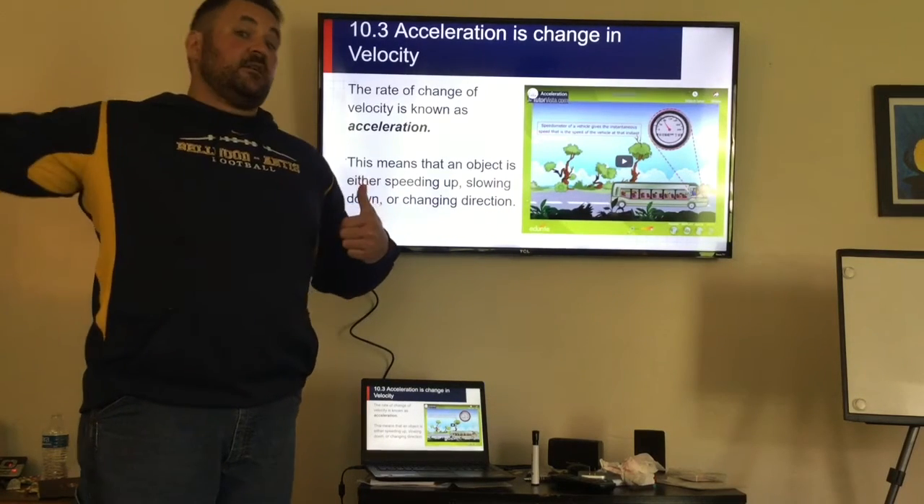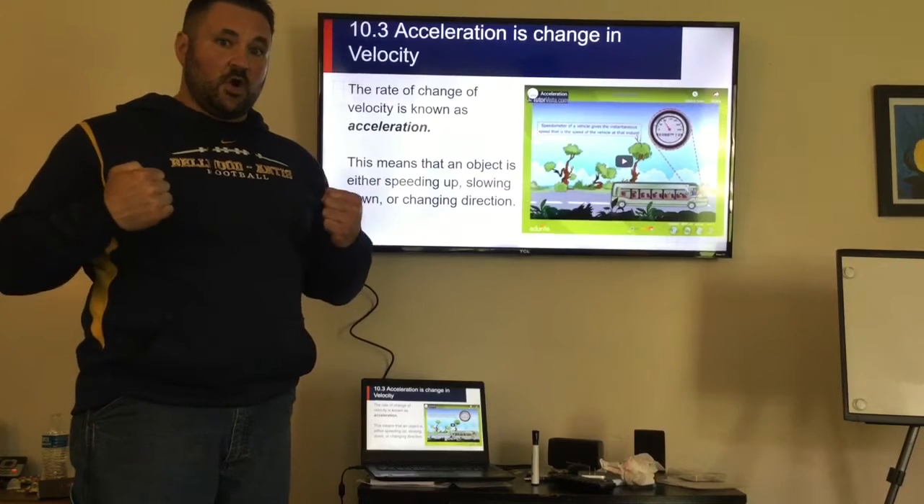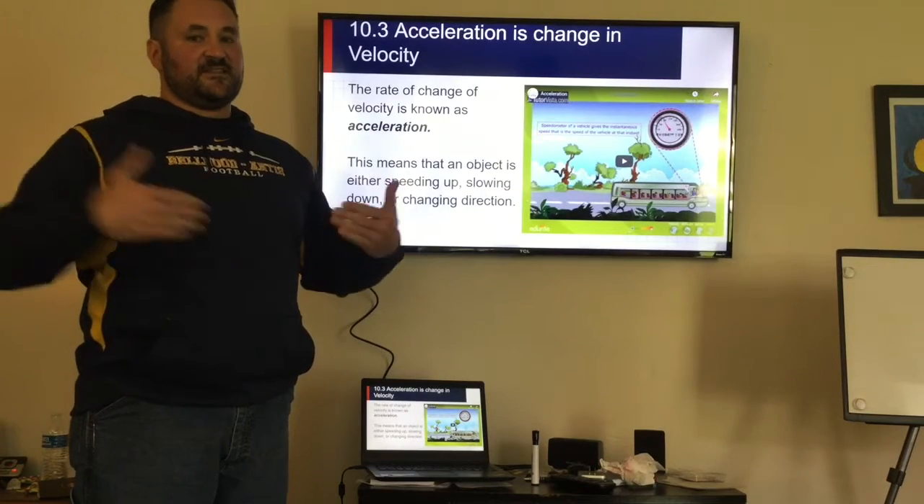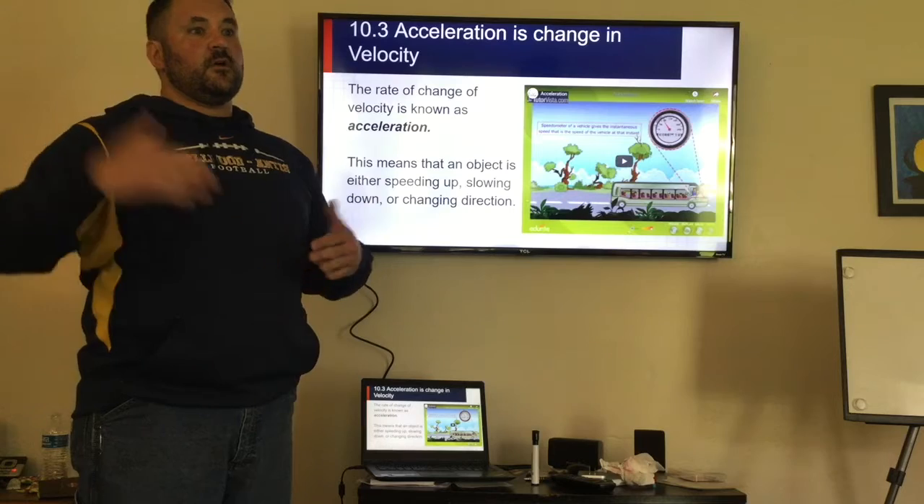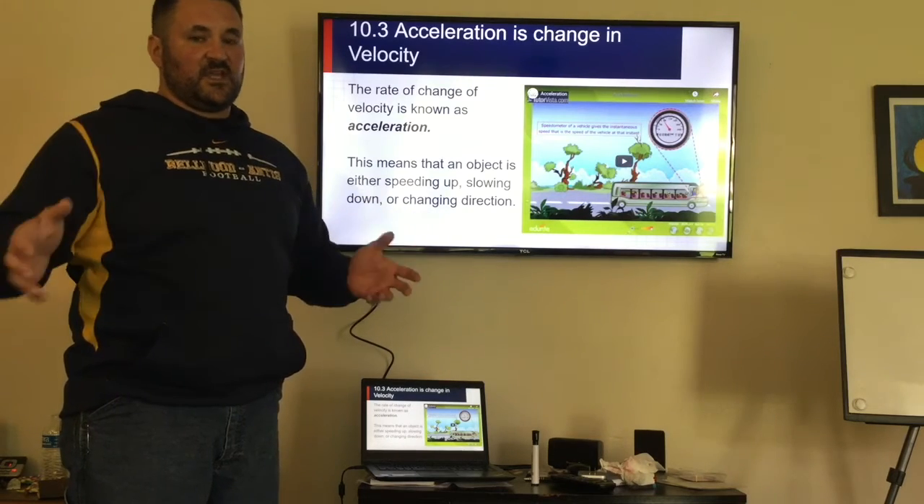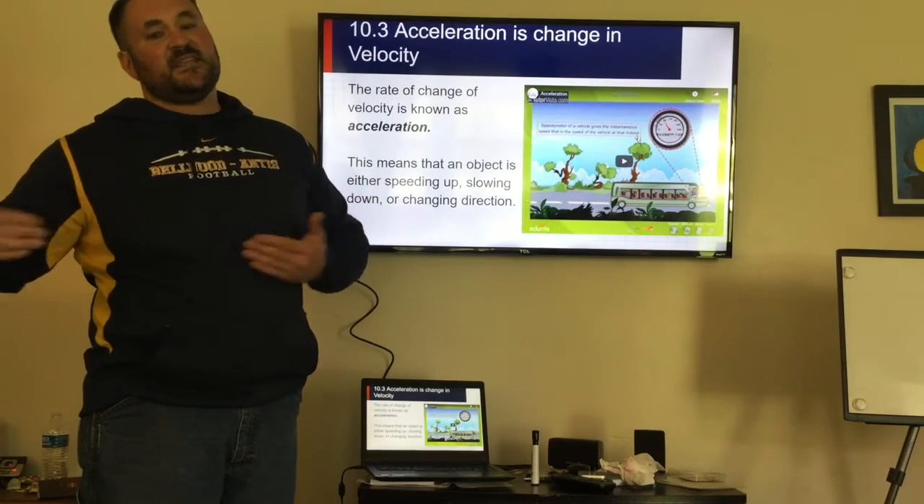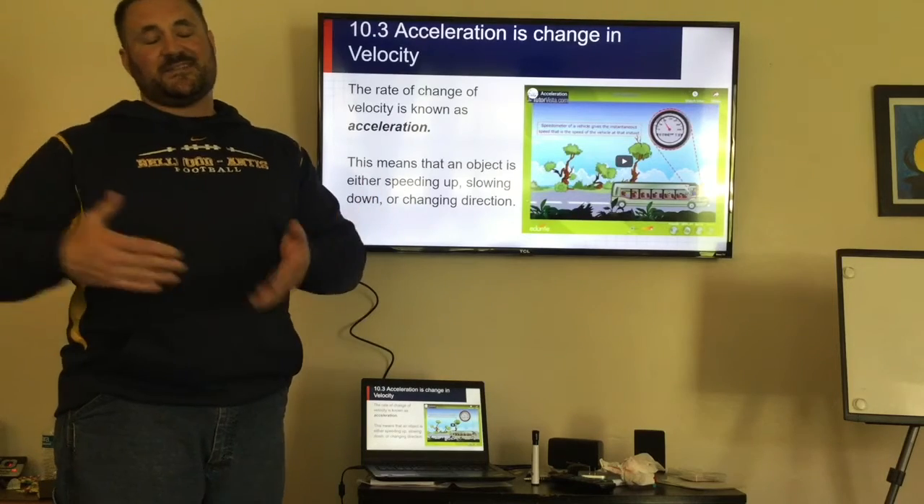So if you're pedaling your bike, suddenly you pedal harder, you speed up. That's acceleration. Oh no, a rabbit runs out in front of your bike, you slam on the brakes. That's deceleration because you're slowing down, your velocity is decreasing.